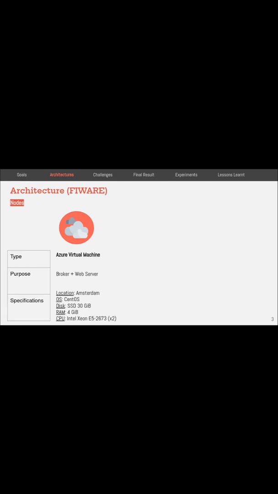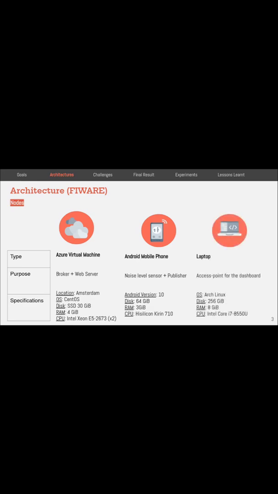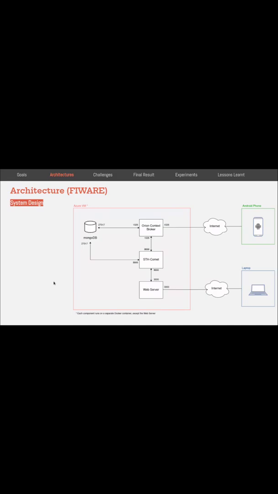The Android phone, which acts as our second node, is responsible for collecting the noise level values through its microphone and to publish those values to the broker. Finally, a laptop is used as an access point to the dashboard, to which we can connect via a browser. Moving on to the design of the system, we'll now try to explain the life cycle of context information.